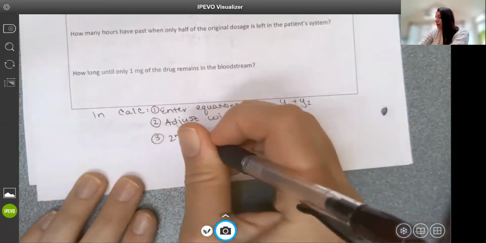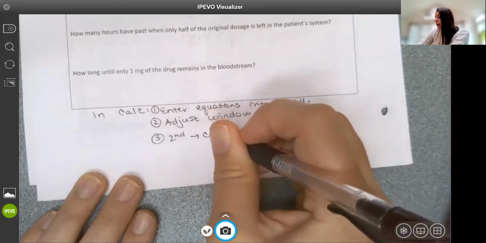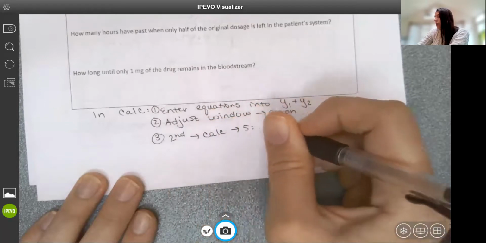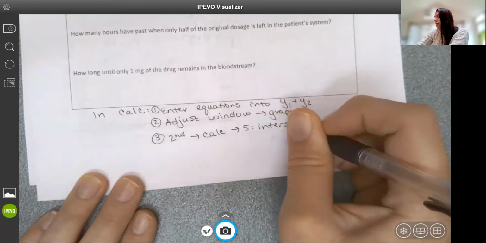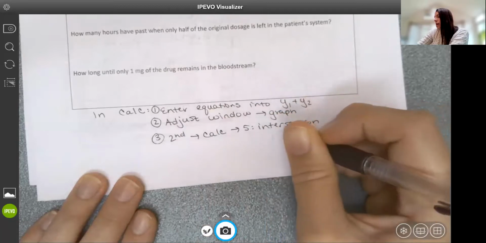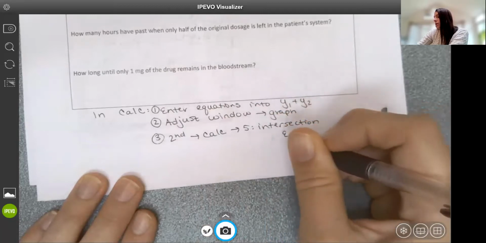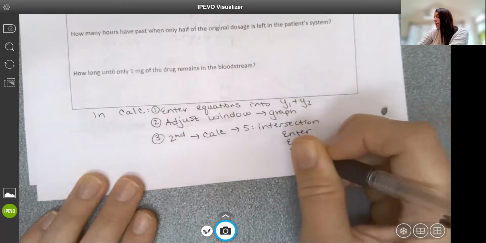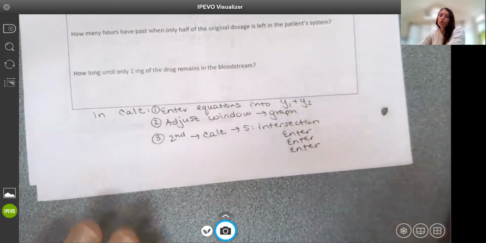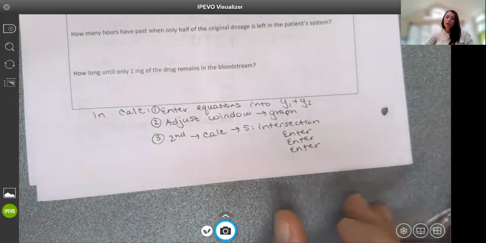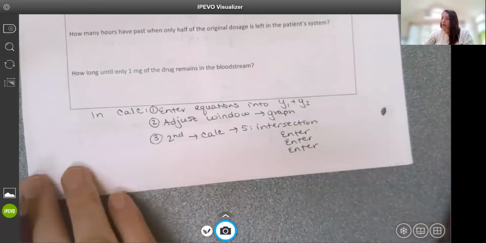And then I'm going to go to second, calc, option number 5, which is intersection. And then I hit enter, enter, enter. And it should show you your intersection point. Okay.